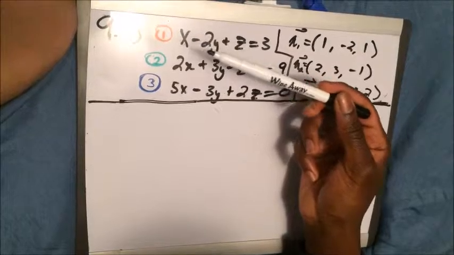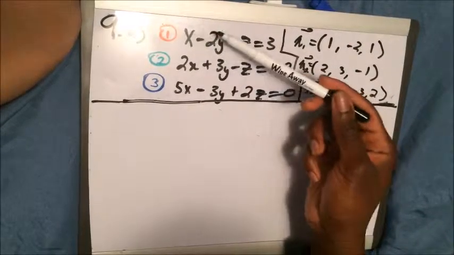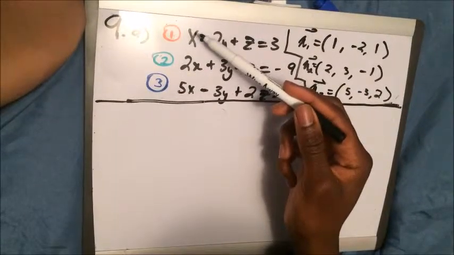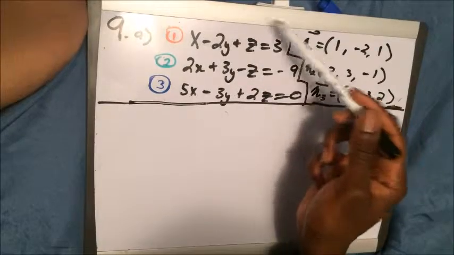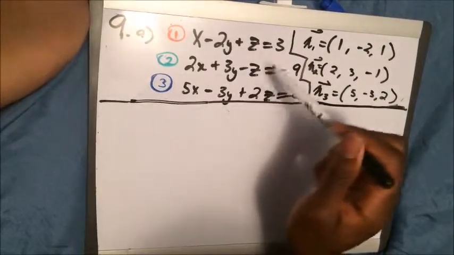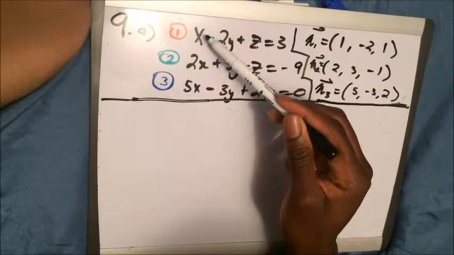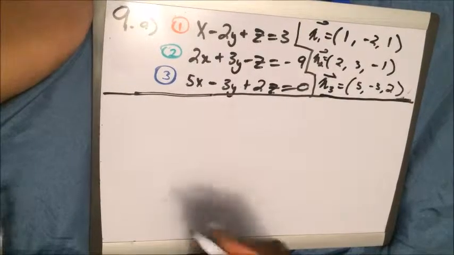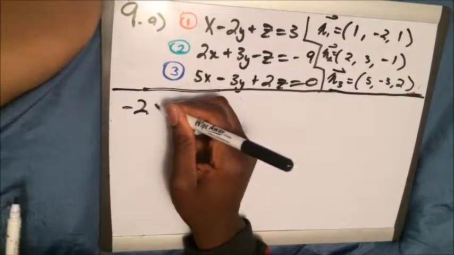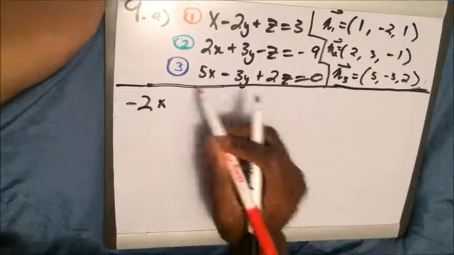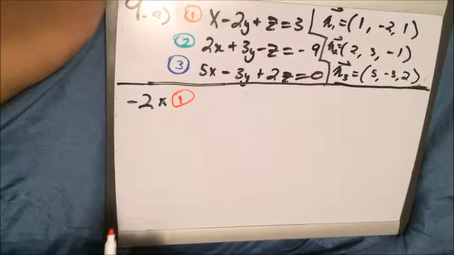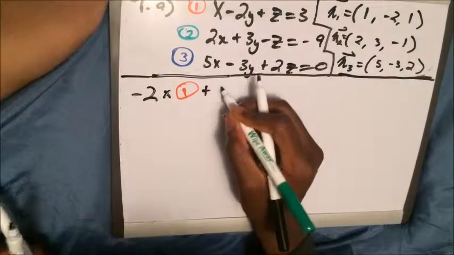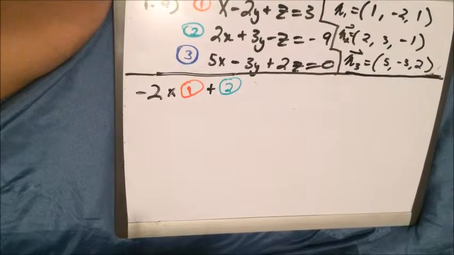So what can I do? Well, I can multiply the first equation by negative 2, so I get an x coefficient of negative 2, and then I can add this multiplied equation to equation 2, so that I'll end up with 0x in that equation. So basically I'm just eliminating x. What that looks like is negative 2 multiplied by equation 1 plus equation 2 will give us our fourth equation.